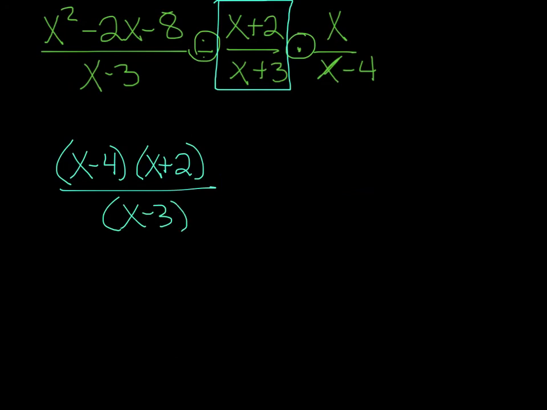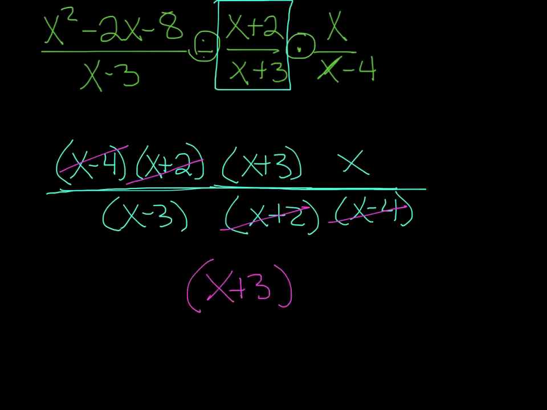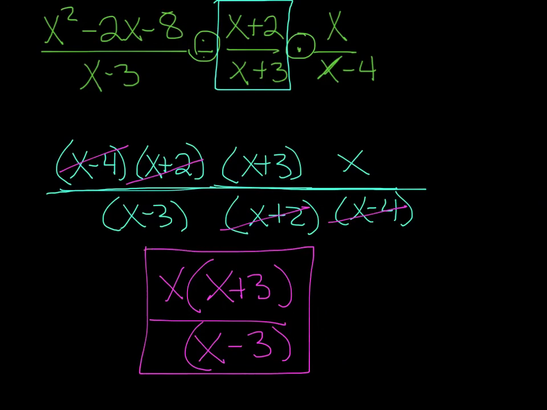Then since I'm flipping this one, I'm just going to put the x plus 3 on top and the x plus 2 on bottom. And then we have times, and we have x on top and x minus 4 on bottom. And so now it's all groups that are being multiplied together. So now we can cancel out x minus 4 and x plus 2. And x plus 3 and x minus 3 do not cancel out. So on the top, on the numerator, we have x plus 3 and x. I'm going to put the x in front. And then we have x minus 3 in the denominator. And that's what's left. So that is our simplified answer.